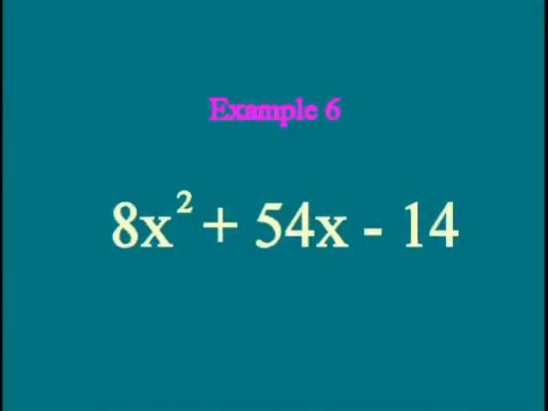Look at this example. 8x squared plus 54x minus 14. Those numbers are so large. The first thing we should do is divide every coefficient by 2. And the resulting equation is 4x squared plus 27x minus 7. So that simplifies the problem quite a bit.